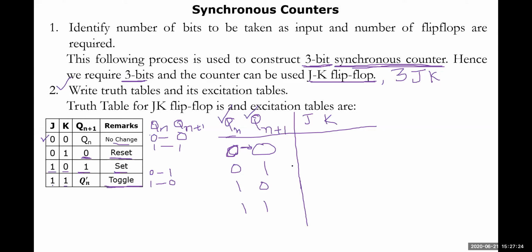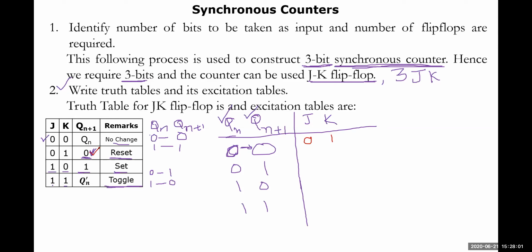If it is possible, how will the excitation table be? My present state is 0 and the next state will be 0. How could it be obtained? Look at this: the present state is this one, and the next state is this one as per the truth table. So what are the inputs of J and K? J will be equal to 0 and K will be equal to 1. If you take J equal to 0 and K equal to 1, the next state will be 0. Look at this particular place.